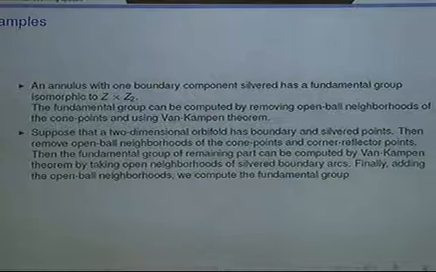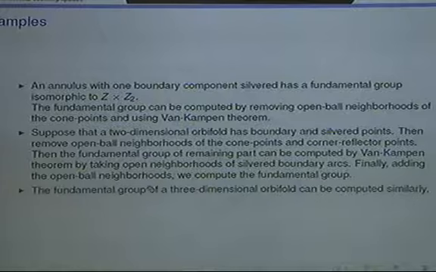And then you add back these cone points, since they have cyclic fundamental group, and the corner reflector has a dihedral group, so you can basically just use the Van Kampen theorem to compute the fundamental groups here. So the fundamental groups of 3-orbifolds can be computed similarly.